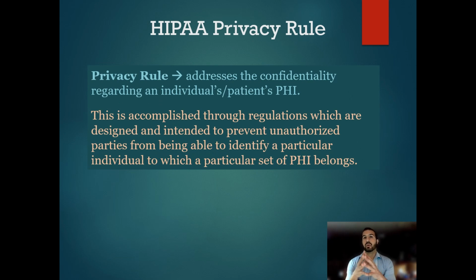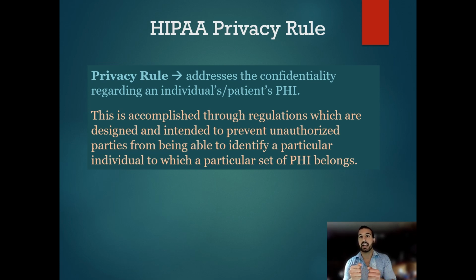So first, there's the HIPAA privacy rule. What it addresses is the confidentiality of an individual or patient's PHI. So it's just focused on the confidentiality aspect. This is accomplished through regulations that are designed and intended to prevent unauthorized parties from being able to identify a particular individual to which that particular set of PHI belongs.